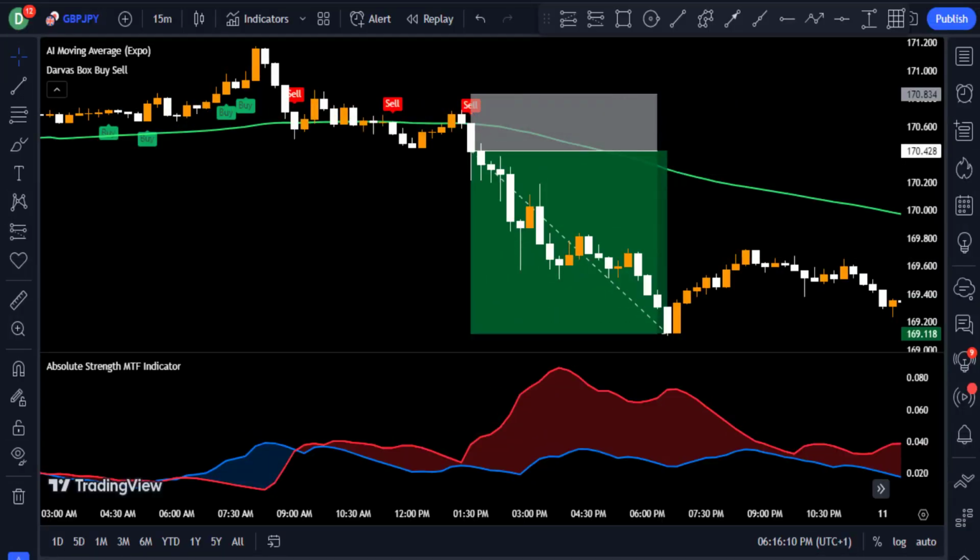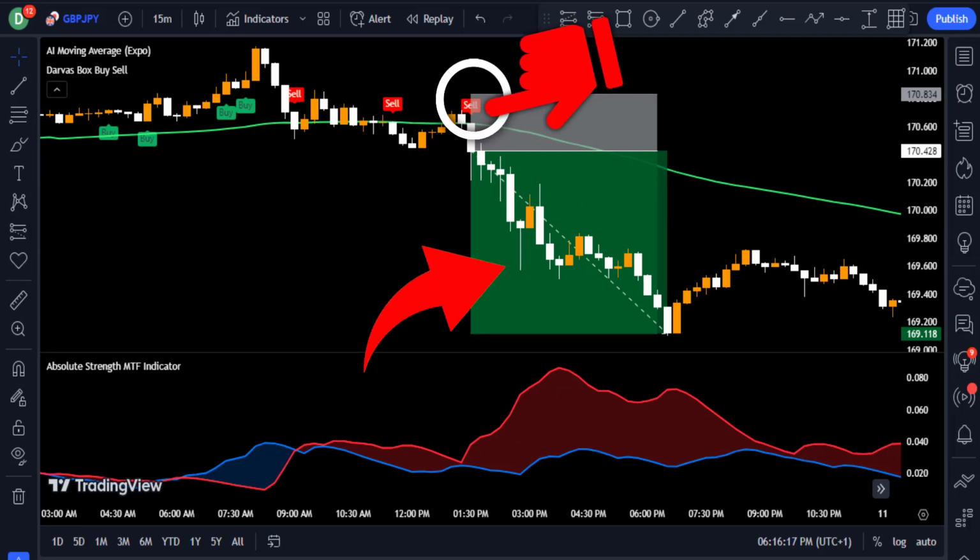Now, you can see that the indicator printed a sell signal here when the price got here, thereby increasing the confirmation to this short trade here, and again, adding up to the confluences from the 3 indicators. Now, let's take a look at another example.